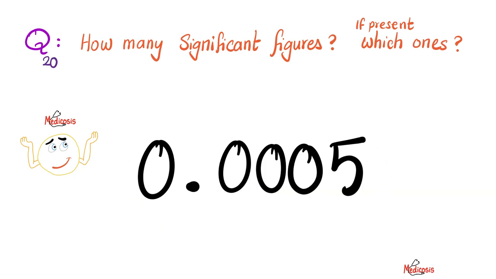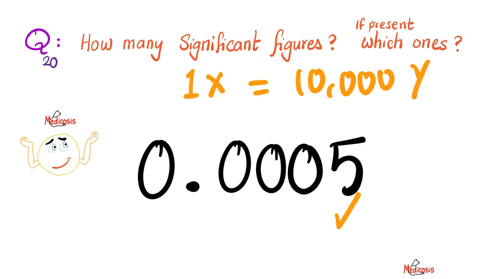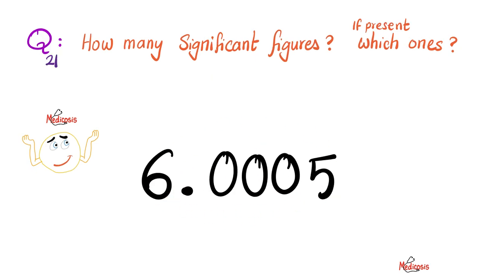How about something like this? Yes, we do have a decimal point, but all the zeros are to the left of the first non-zero digit. These zeros are not significant. Only the 5 is. Because let's suppose that 1 unit of x equals 10,000 units of y. Then by multiplying by 10,000, this zero will jump here and I will have 5, proving that these zeros are not significant. How about something like this?